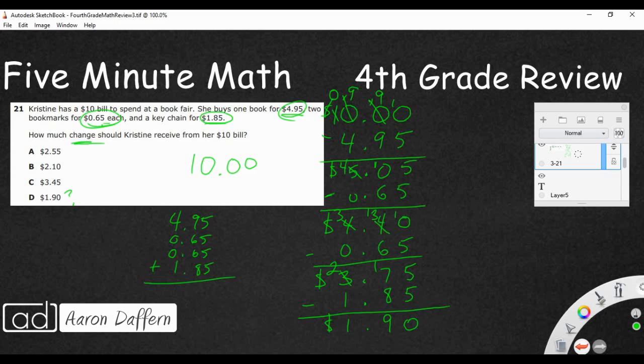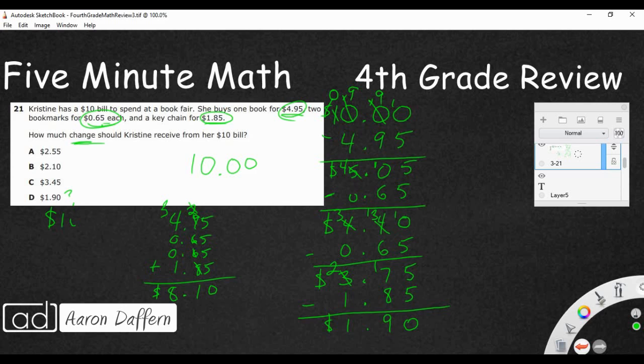5, 10, 15, 20. Make it 10. That's going to be 10. That's 19. 19, 25, 31. Bring down the decimal. And I got 3, 7, 8. So I am actually spending $8.10. I took all the items I'm buying and added it all up. Now, if I want to subtract, I can subtract that from 10.